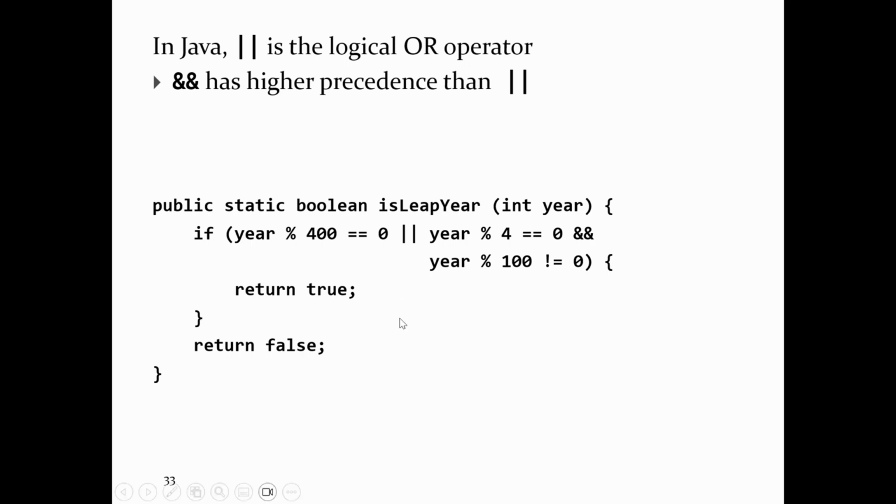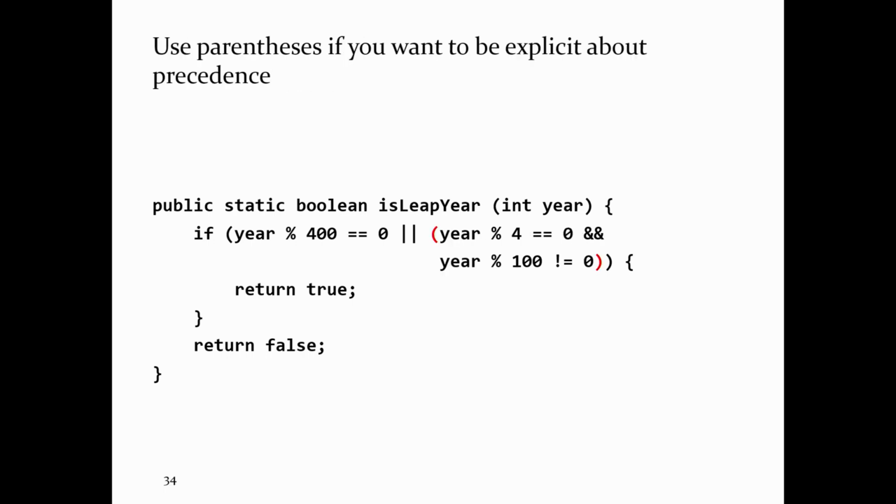If this bothers you, and it should bother you a little bit, it's hard to read. You can always use parentheses to be explicit about what order you want your operations to occur in. Anything inside parentheses always has highest precedence. And so now it's obvious that you have two separate conditions being evaluated here.